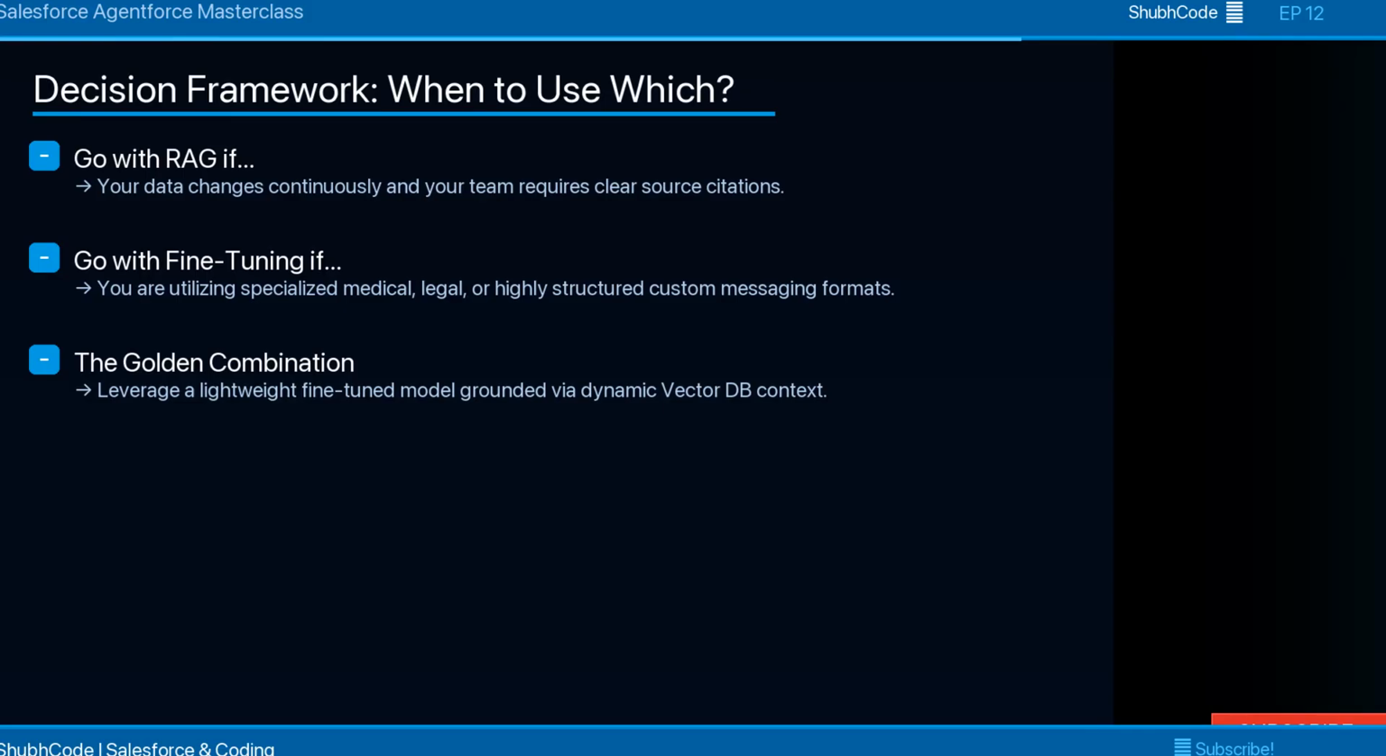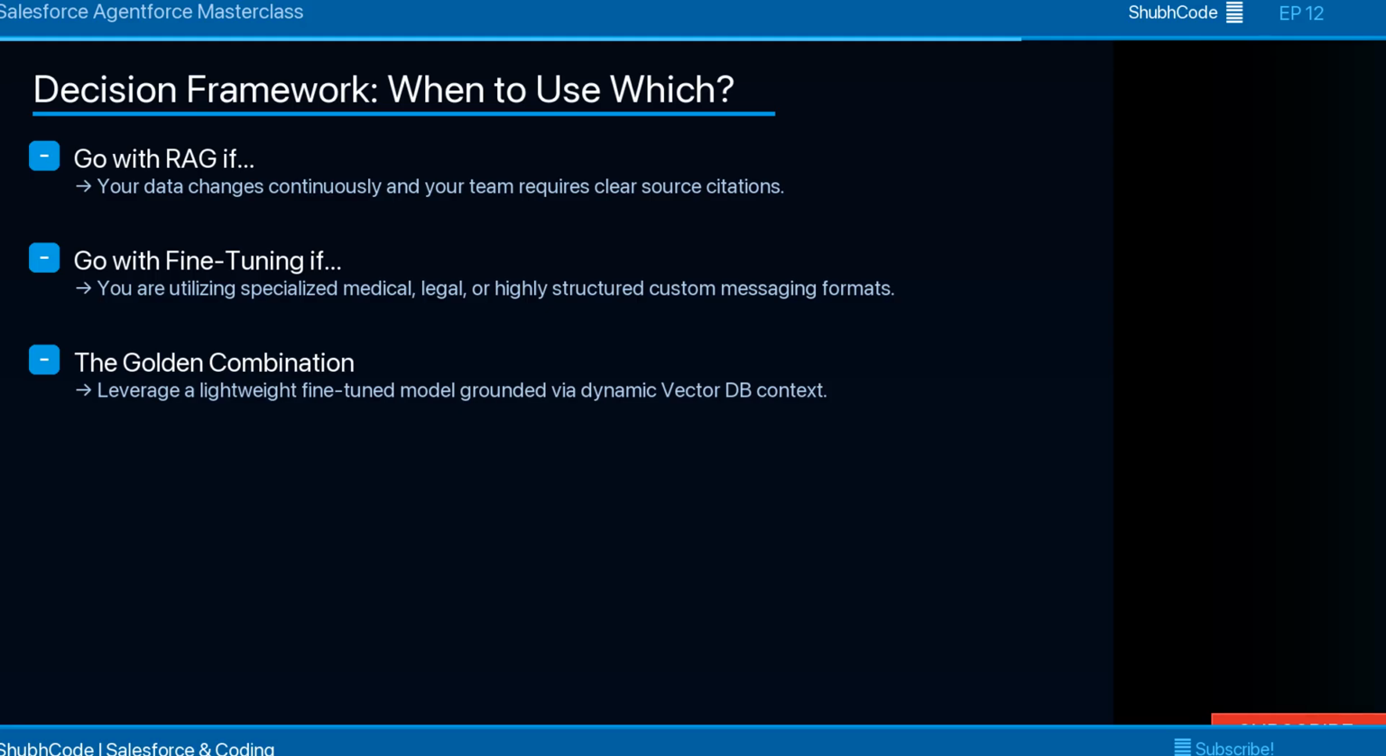To make the right choice, we need a reliable decision framework based on 3 criteria: data dynamism, style adaptation, and cost limits. If your primary goal is to retrieve fresh facts, use RAG with Data Cloud. If your goal is to teach a highly specialized layout, unique syntax, or compliance-heavy vocabulary, then fine-tuning is your best path forward. Frequently, the optimal architecture is a hybrid, a fine-tuned model for tone, backed by RAG for real-time CRM facts.